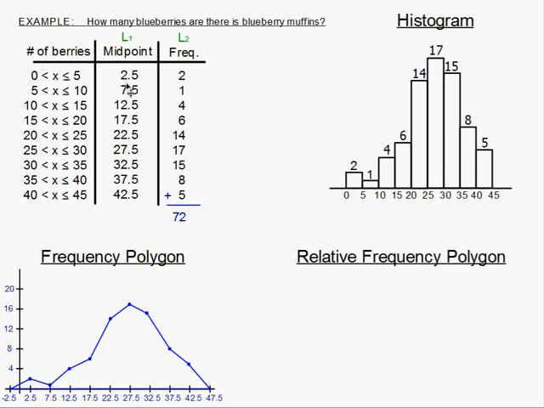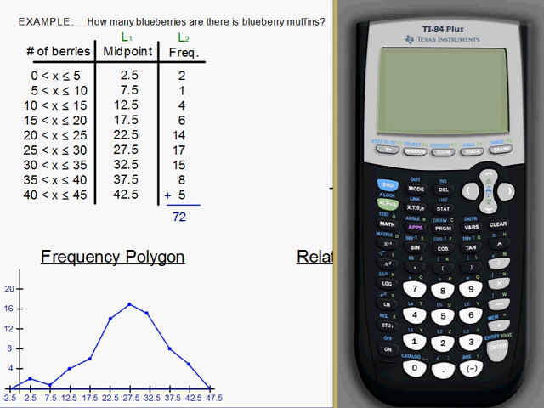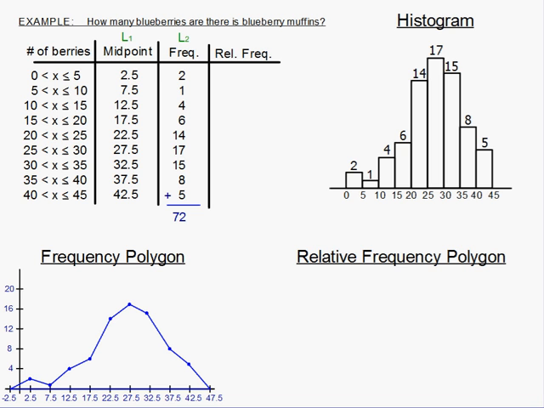I'm going to enter the midpoints and frequencies into my calculator, which you can see I have done right there. I've put them into L1 and L2. Then to get relative frequencies, you just put in the formula L2 divided by 72, and you get relative frequencies, which are essentially percentages.